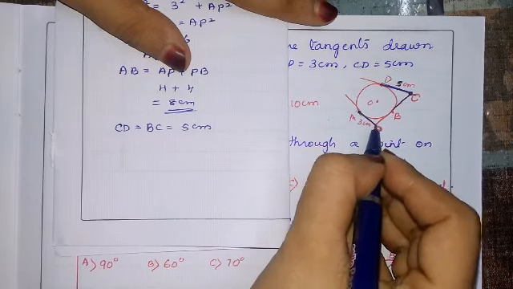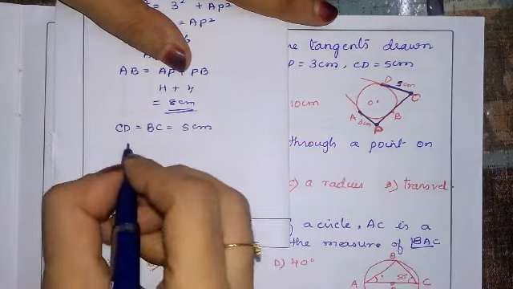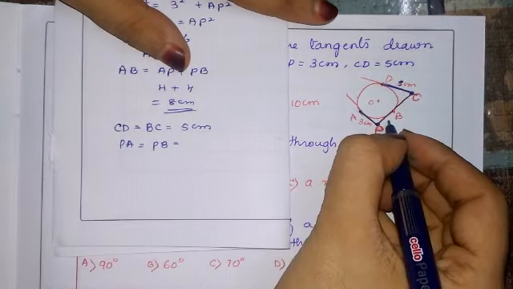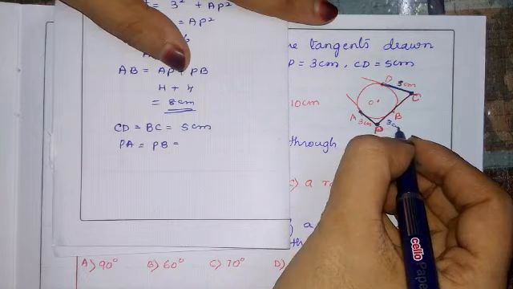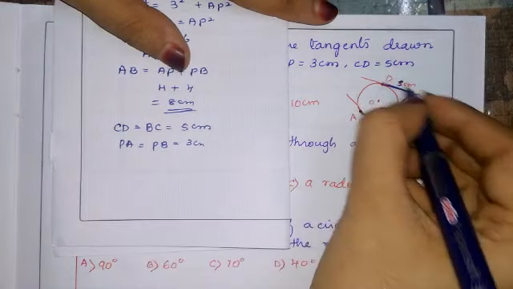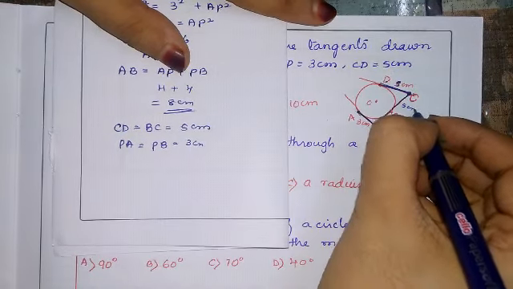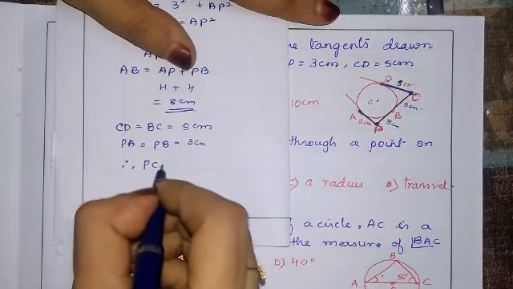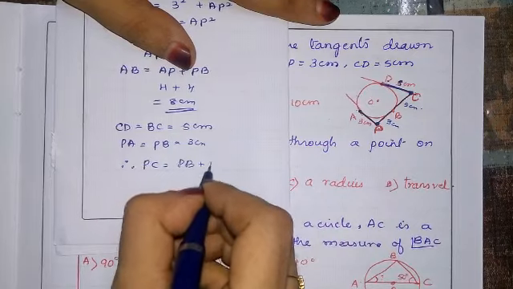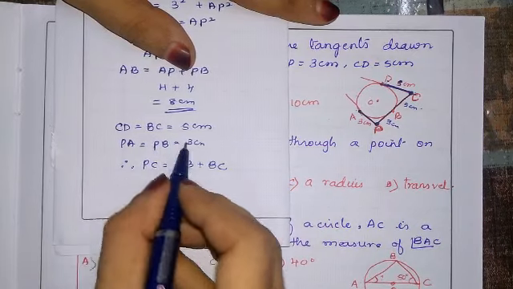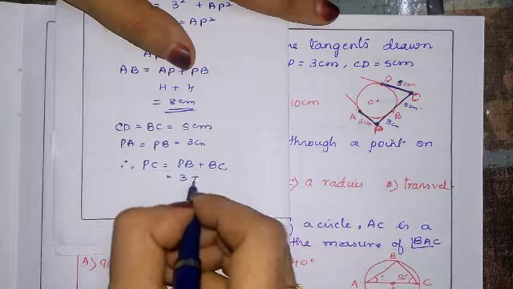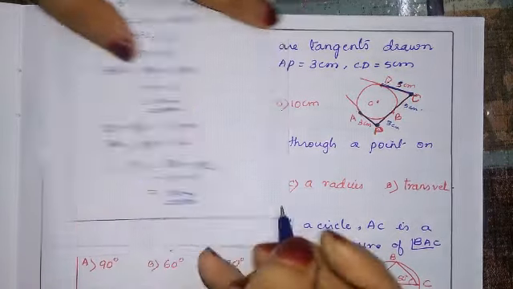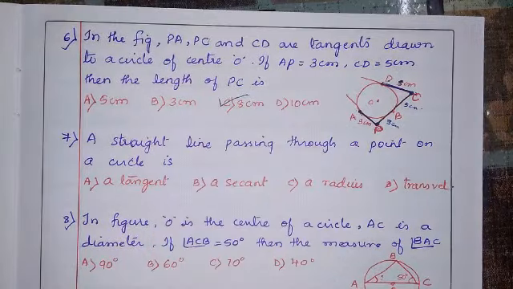PA equals PB, tangents drawn from an external point. If PA is 3 centimeter, PB is also 3 centimeter. Therefore, we can easily write that PC equals PB plus BC. PB value is 3 and BC is 5. 5 plus 3 is 8 centimeter. So the answer is C, 8 centimeter.